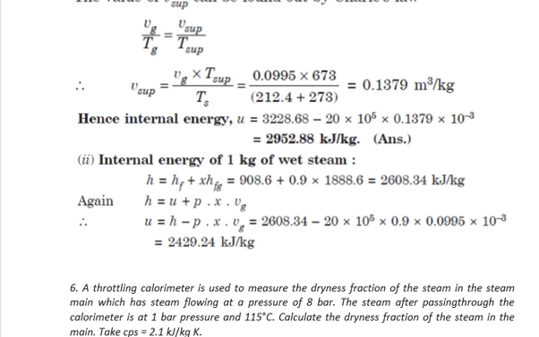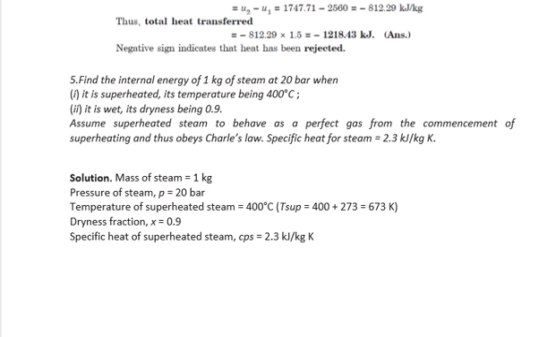Then again you have to put the formula for the internal energy, h equal to U plus P into x into vg. Then U equal to h minus P into x into vg. Put all values and you will get 2429.24 kilojoules per kg. That means the internal energy for wet steam is 2429.24 and for superheated steam 2952.88. The internal energy of superheated steam is more than wet steam. This is the end of the last numerical and the end of today's session.